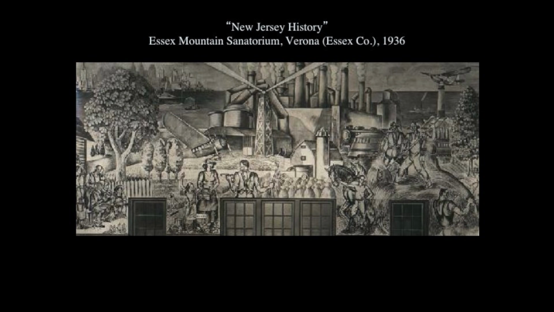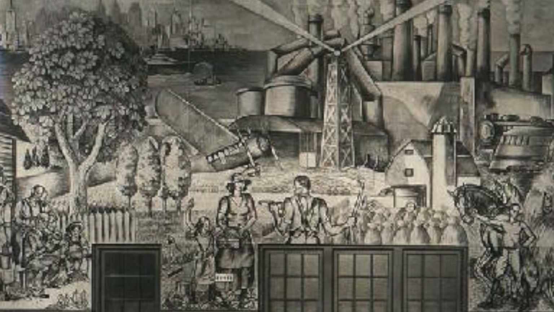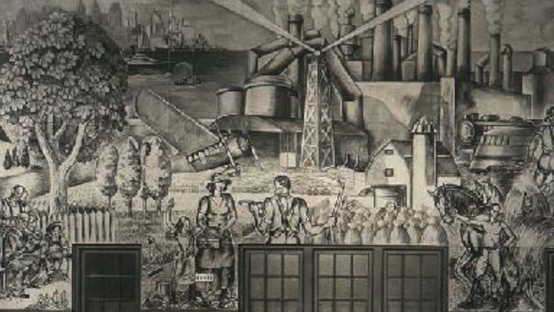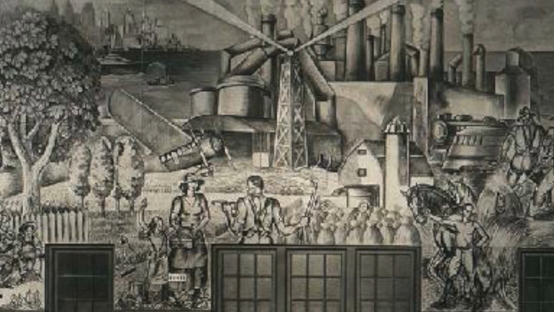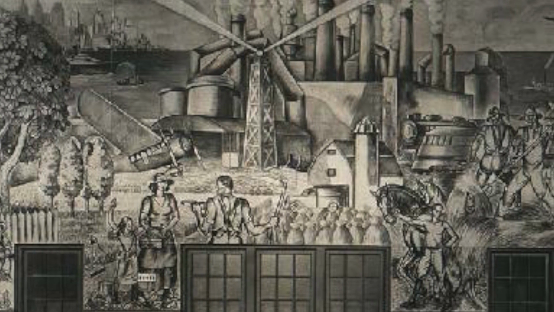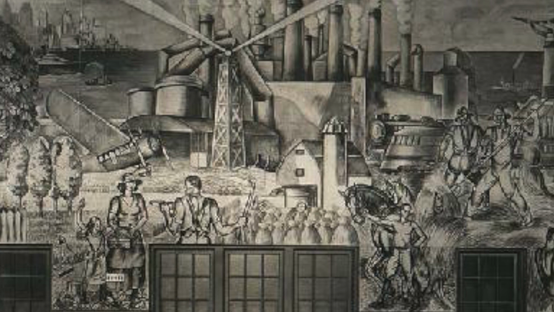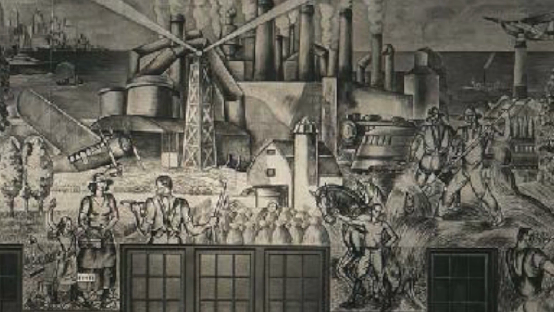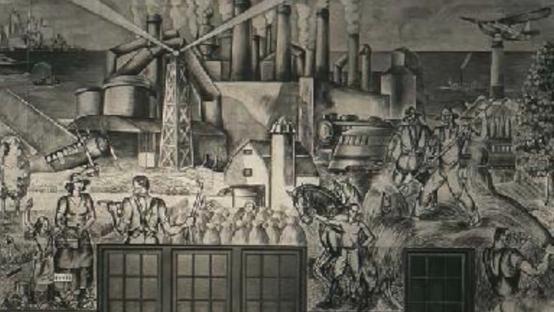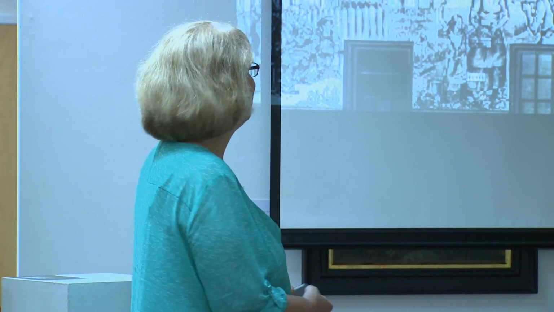This one doesn't exist anymore, but it was a huge, I forgot to put in the size of the painting, a huge wall mural at Essex Mountain Sanatorium, Essex County, the town of Verona. Like a lot of WPA art, which seems very comfortable and familiar to us at this point, it has factories, American know-how, American technological prowess. It has farmers and farm families and the nuclear family that is king at this point.